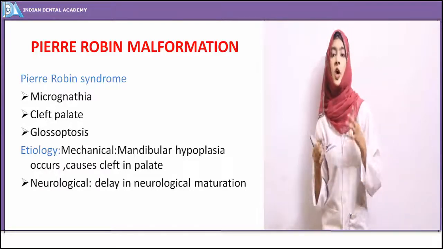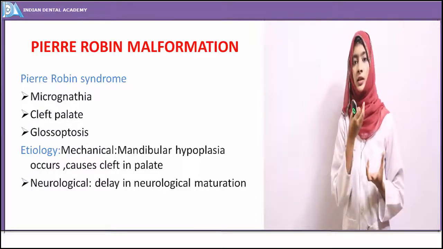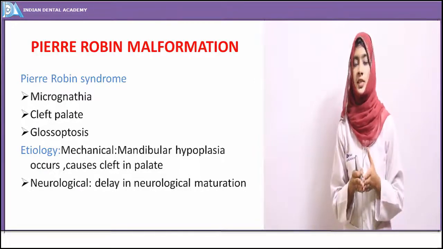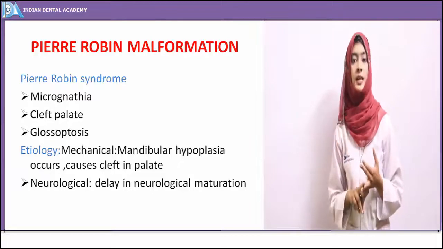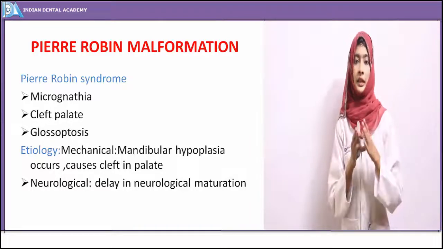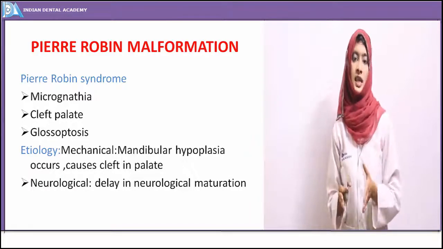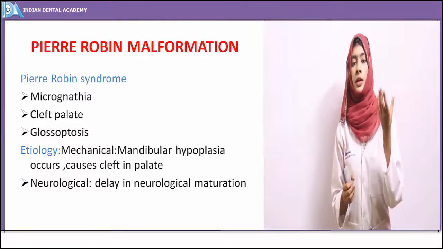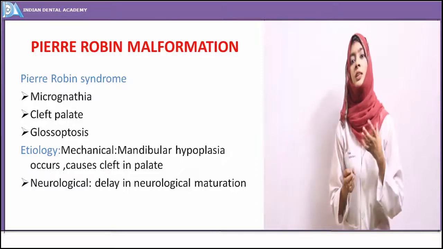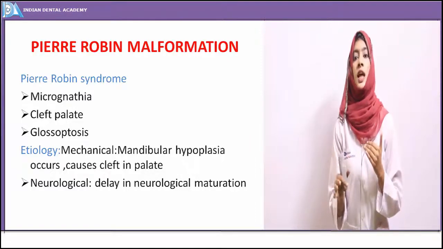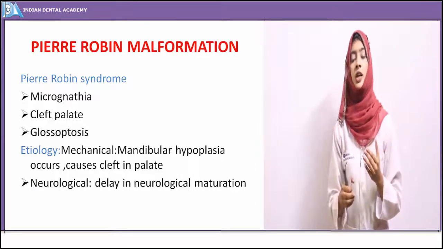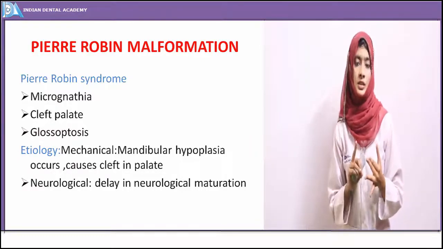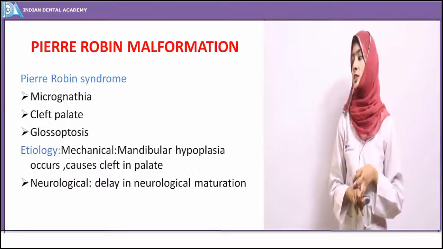Micrognathia or retrognathia means the lower jaw, most commonly the mandible, will be retruded or smaller in size. Then there is the presence of cleft palate. Glossoptosis is where the tongue is not of a large size, but because of the retruded mandible, the micrognathia of the mandible, the tongue appears larger and it obstructs the oral cavity, and there will be difficulty in respiration, eating and speaking.